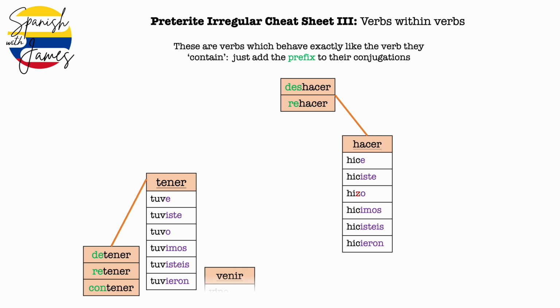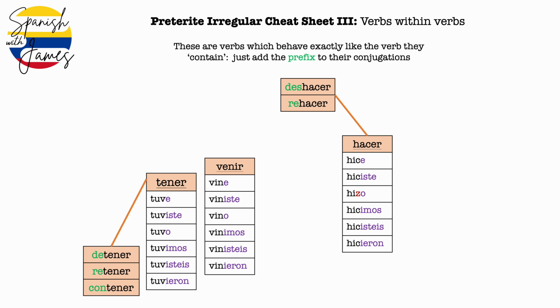Next up, we've got the verb venir, to come. Once you know these conjugations, you can also use the verbs convenir, to be convenient, and prevenir, to prevent. In the present tense, we can say eso me conviene, that's convenient for me. In the past tense, we could say me convino, so it was convenient to me.